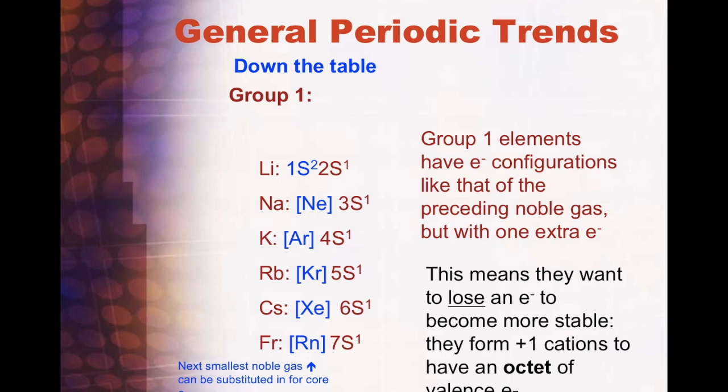Now, as we look through the group 1 elements, we can see that they all have the same electron configuration. They have 1 electron in the S1 subshell. So they basically have 1 more electron than the preceding noble gas. For this reason, these elements tend to want to lose 1 electron. When they do so, they have an octet in the previous shell, which then becomes the valence shell. They have a stable electron configuration, and they're much happier this way.